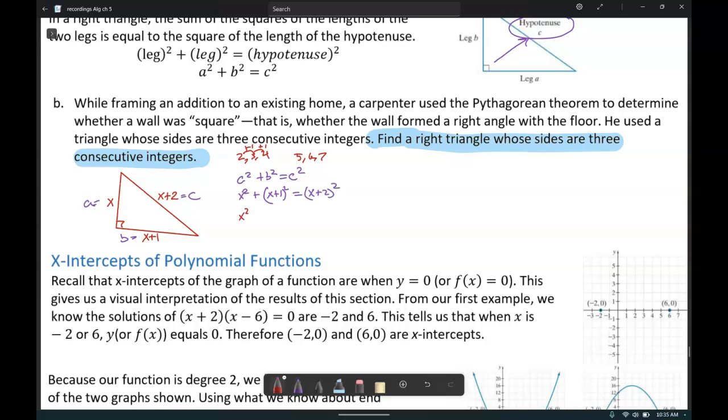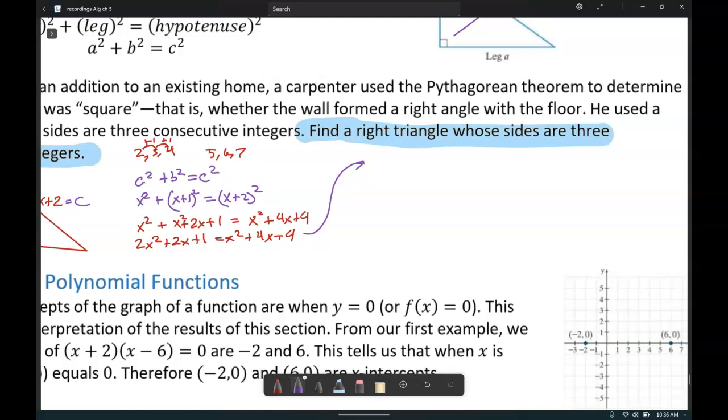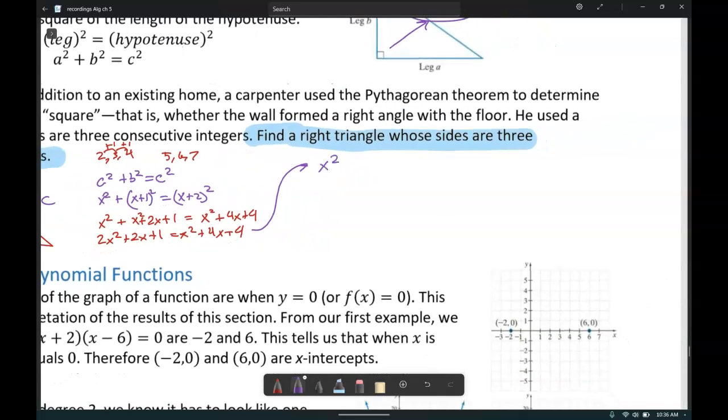To get in standard form, let's go ahead and square our binomials. We can use our formula for a binomial squared to make our work shorter, and then we want to combine like terms. And then write our equation into standard form. So we have x squared minus 2x minus 3, which can be solved via factoring.